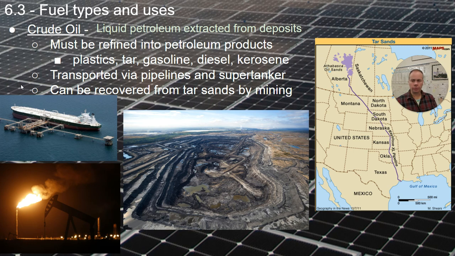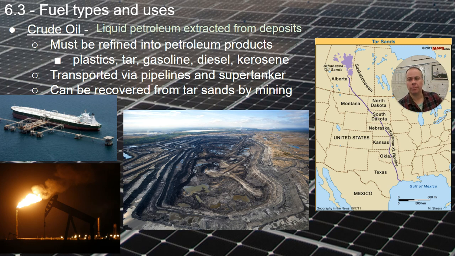Crude oil is what we often call petroleum. It's a liquid that can be extracted from deposits, and then that crude oil has to be refined or processed into various petroleum products. Things like gasoline come from crude oil. Plastics come from crude oil. Tar, diesel fuel, kerosene. These are all materials that are refined from crude oil, which is extracted from the ground.